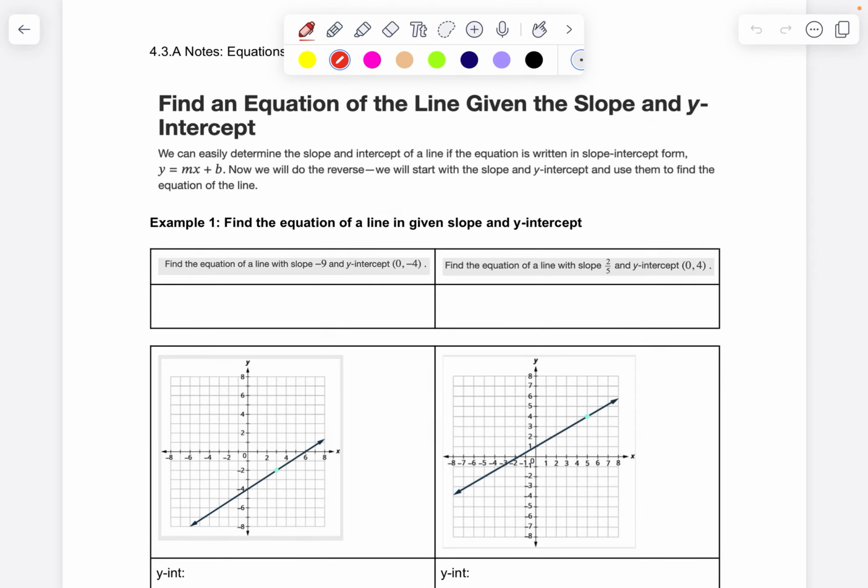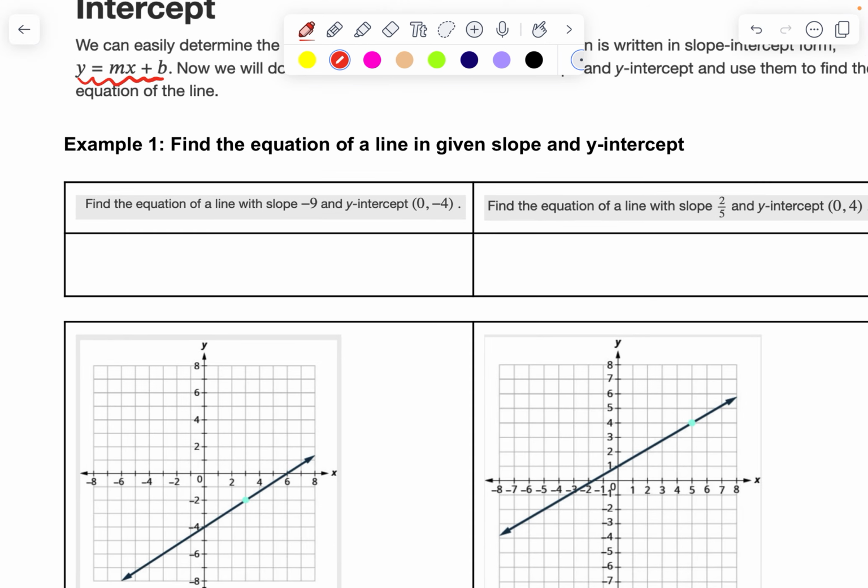Hi friends, today we're going to talk about finding equations of lines. So the first one is just slope and y-intercept. Remember that the equation is y equals slope times x plus the y-intercept.